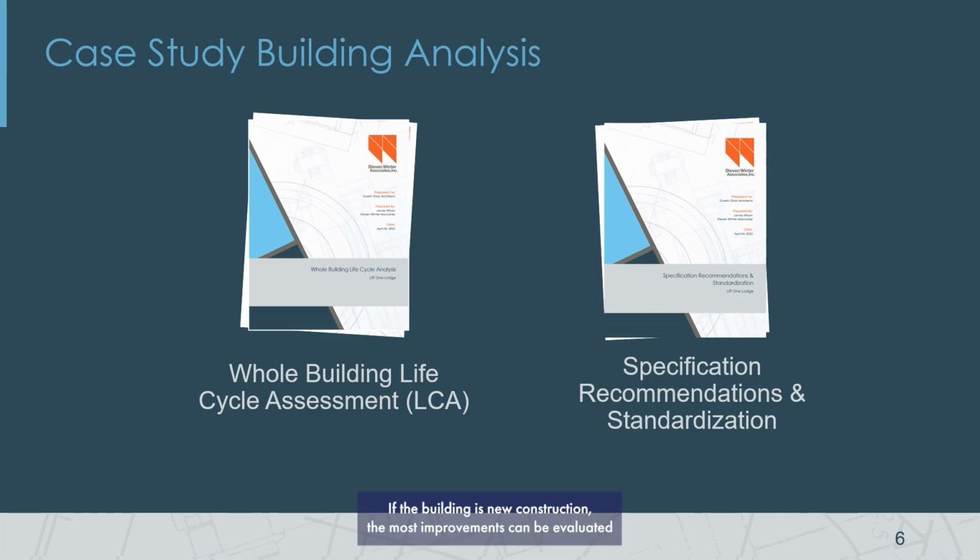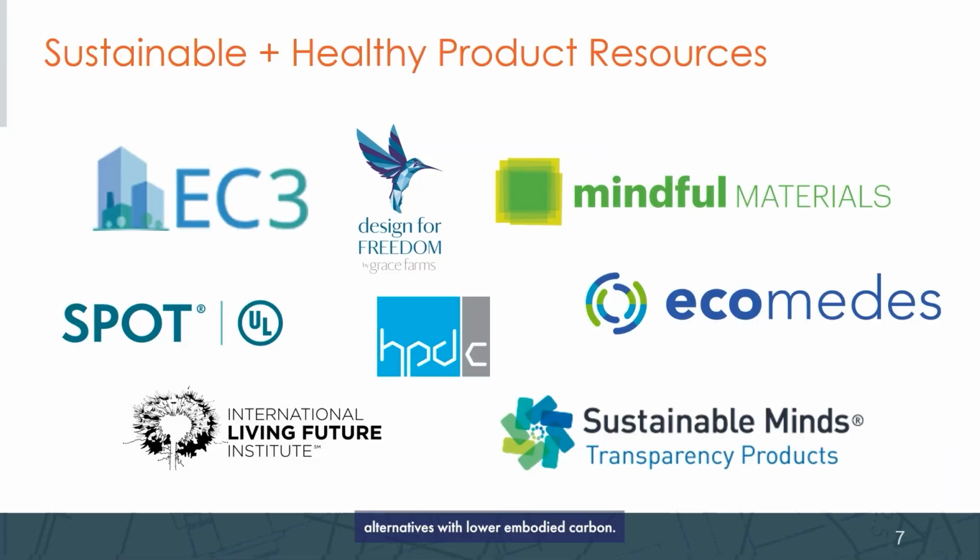If the building is new construction, the most improvements can be evaluated using a life cycle assessment of the entire building. The LCA allows designers to evaluate ways to make the design more efficient with fewer materials and pinpoint which material substitutions are most impactful. Next, we specify and recommend product alternatives with lower embodied carbon.